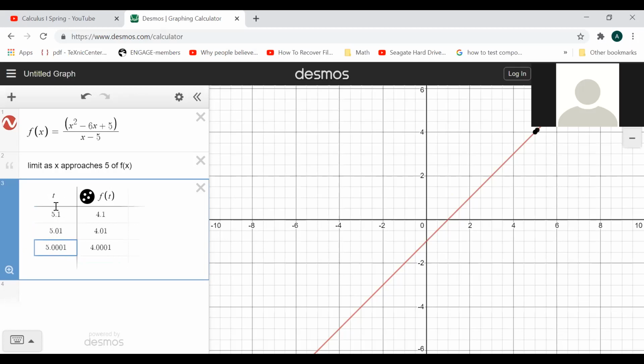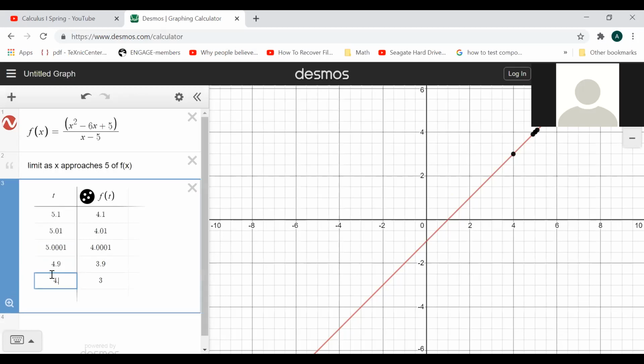So as I go very close to 5 with t, f of t gets very close to 4, which is about the correct trend. So I'm pretty sure that if I use values of x that are less than 5, let's say 4.9, let's see what happens there. Yeah, 3.9. If we do 4.99 in the same table, 3.99, yeah, and 4.999, there we go, 3.999. So very, very obvious. Yeah, this is going to trend to 4.